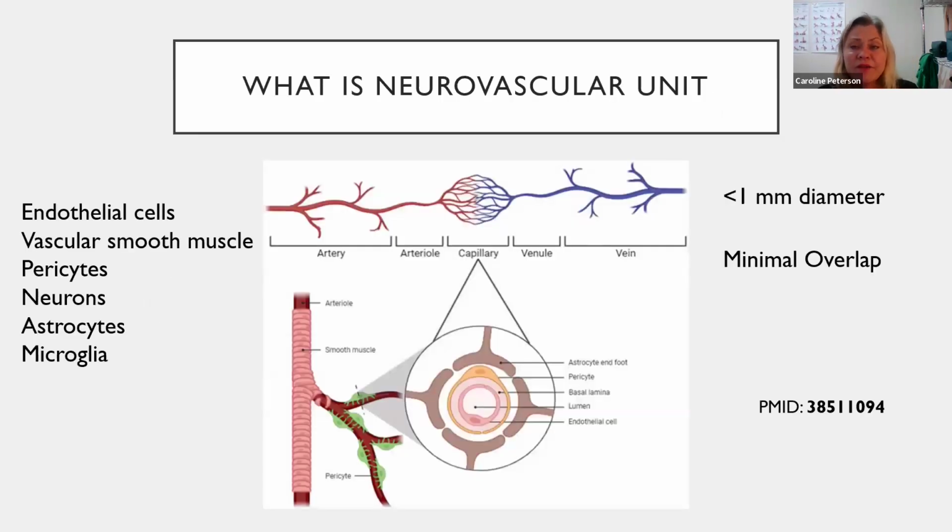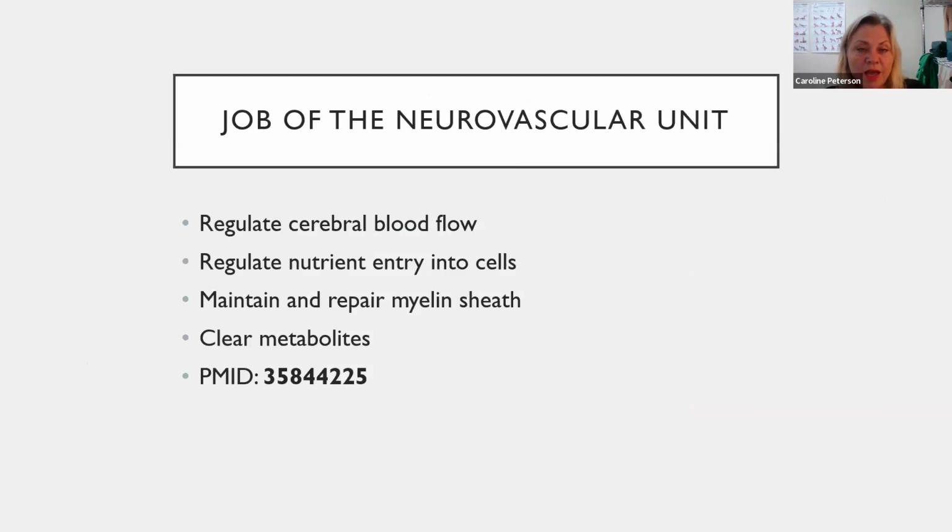So remember, we can never really talk about the vasculature without talking about nerves. They always go together. The neurovascular unit is the endothelial cell, the smooth muscle cell, the pericytes, the neurons, the astrocytes, the microglia, and of course, the arterioles and the venules and the capillaries. These are all the things that combine to make the neurovascular unit. And again, the job of this neurovascular unit is to regulate blood flow, regulate nutrient entry into cells, maintain and repair myelin sheath, and clear metabolites.